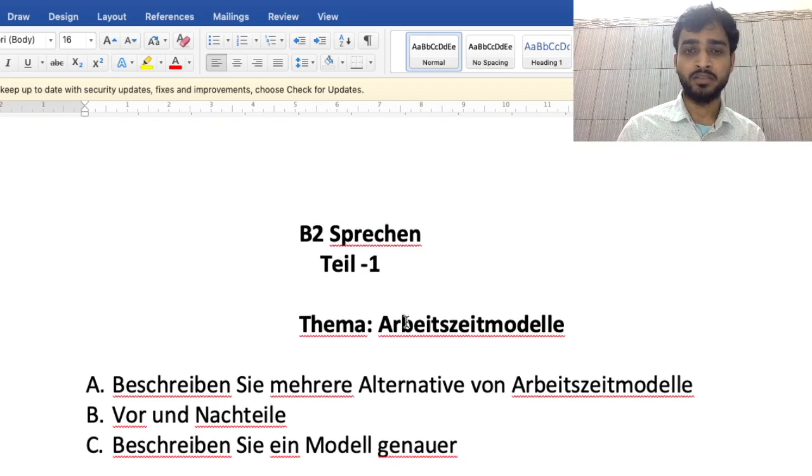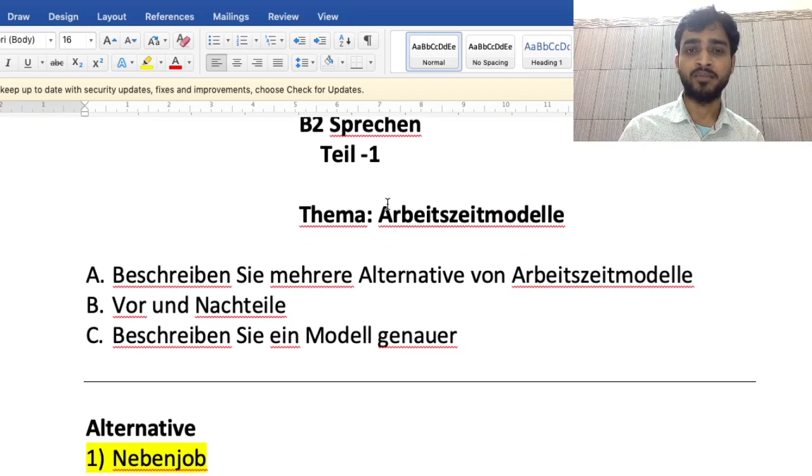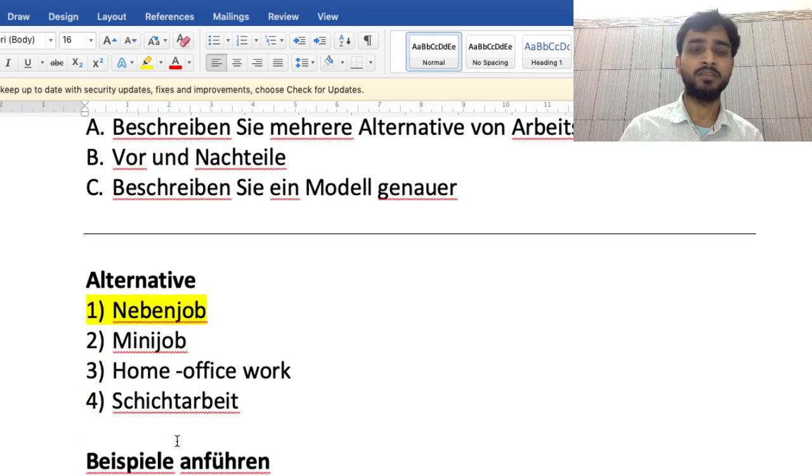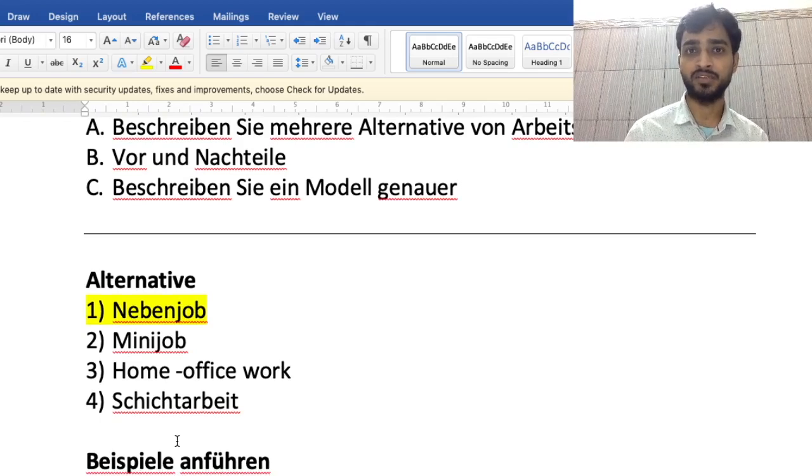We have just talked about one topic, Arbeitszeitmodelle, in which we have seen this complete content. You can add on some other structures, use Redewendungen, Nomen-Verb-Verbindungen, Präpositionen, Konjunktionen. Okay, so that's all. I hope you understand and you have got some idea.